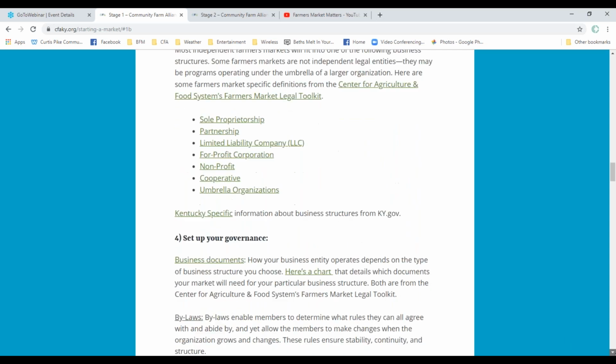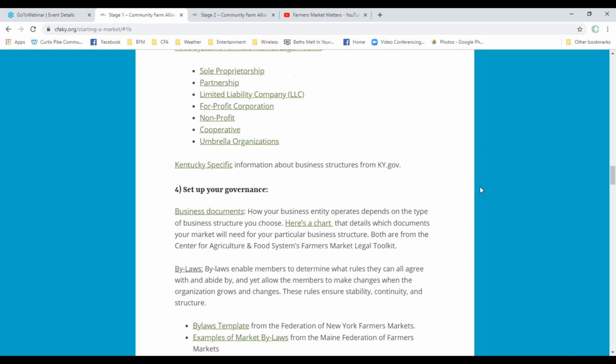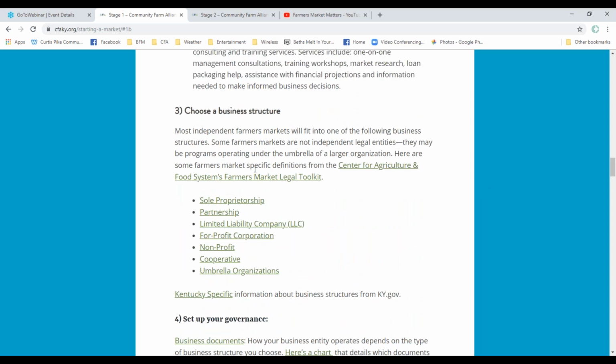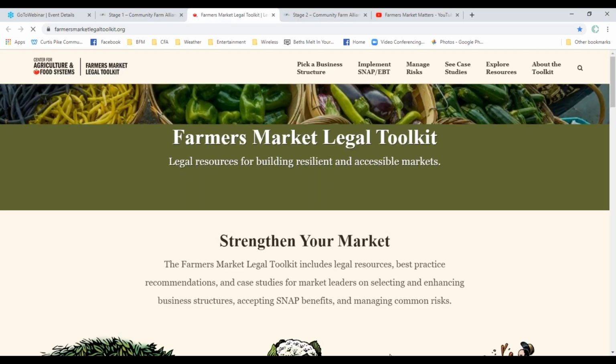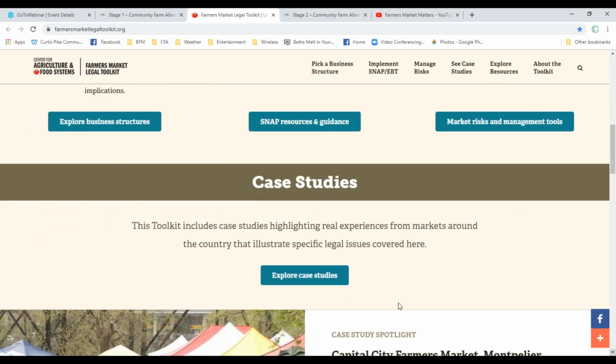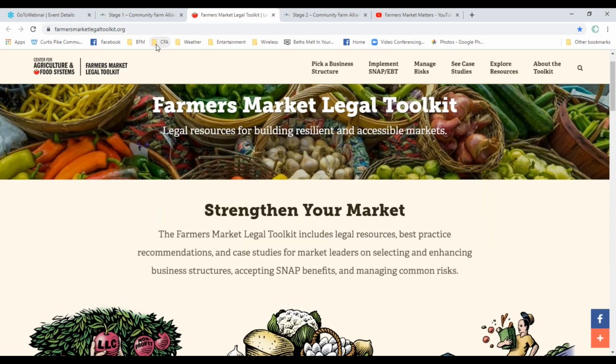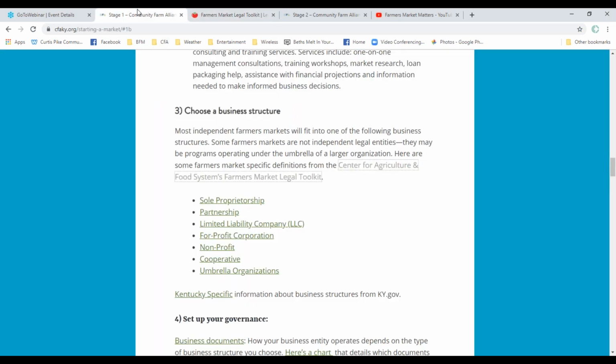Most of you should have your business structures, but if you're thinking about changing your business structure, this Farmers Market Legal Toolkit is a really good resource to help you make sure you're doing that within the law. So it has all kinds of different resources for your farmers market, and it was written by some lawyers in Vermont, I believe.